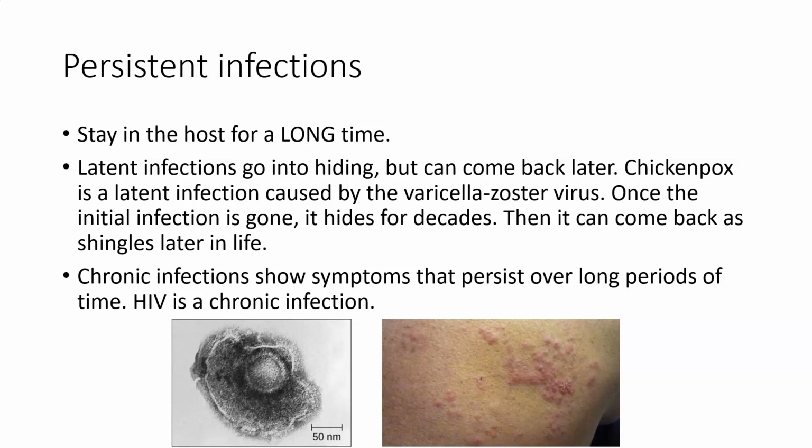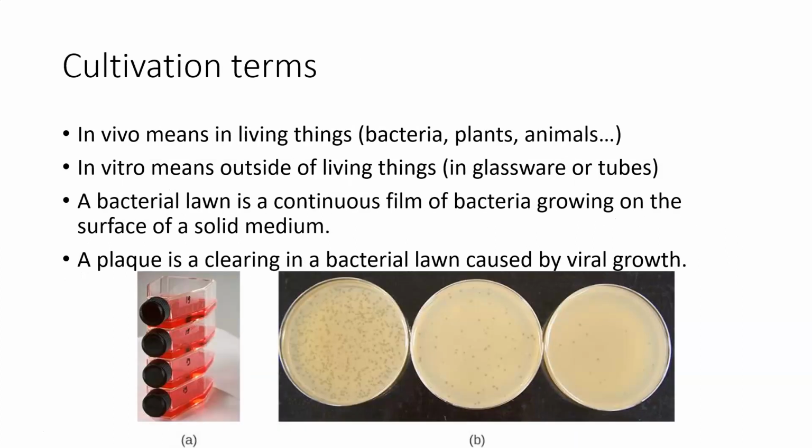Chronic infections, once you get symptoms, those symptoms essentially don't go away. You just end up with that disease for the rest of your life. HIV is the best example of a chronic infection, although any of the hepatitis B or C infections are also chronic infections.